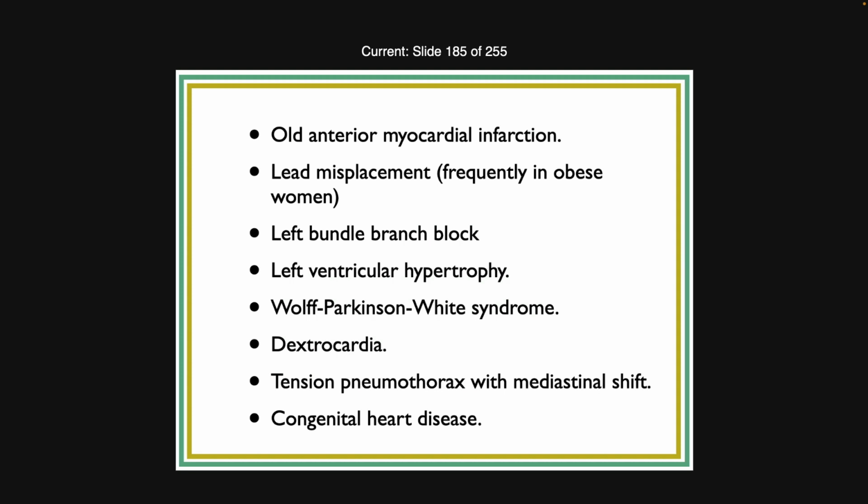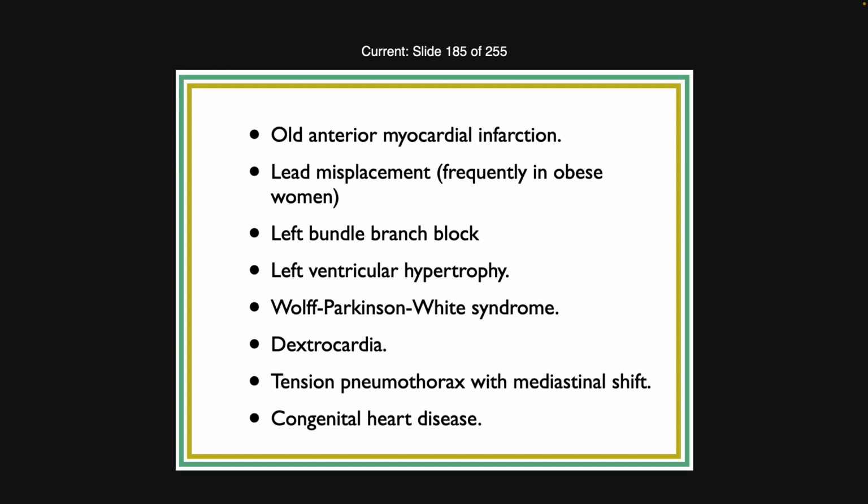Okay, this is not an inclusive list. So you have somebody with poor R wave progression and you think, wow, I wonder what this could be. It could be an old MI. If it's an obese woman, maybe I put the leads on wrong. Oh, is this a left bundle branch block, left ventricular hypertrophy? What if they have WPW? What's dextrocardia?